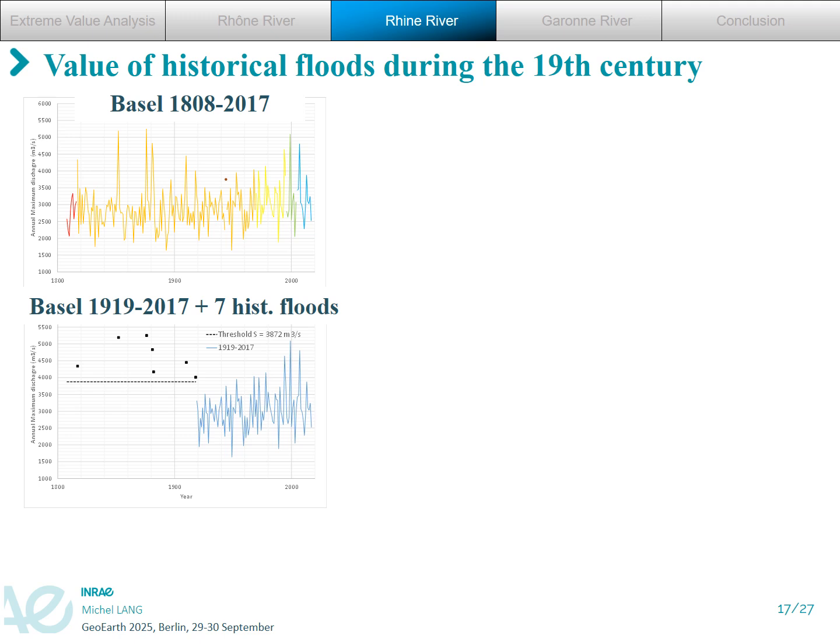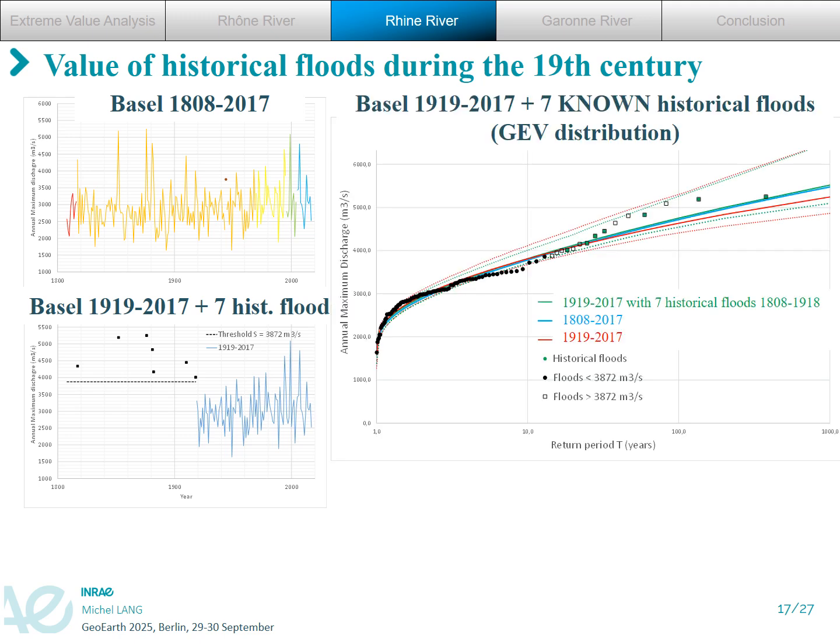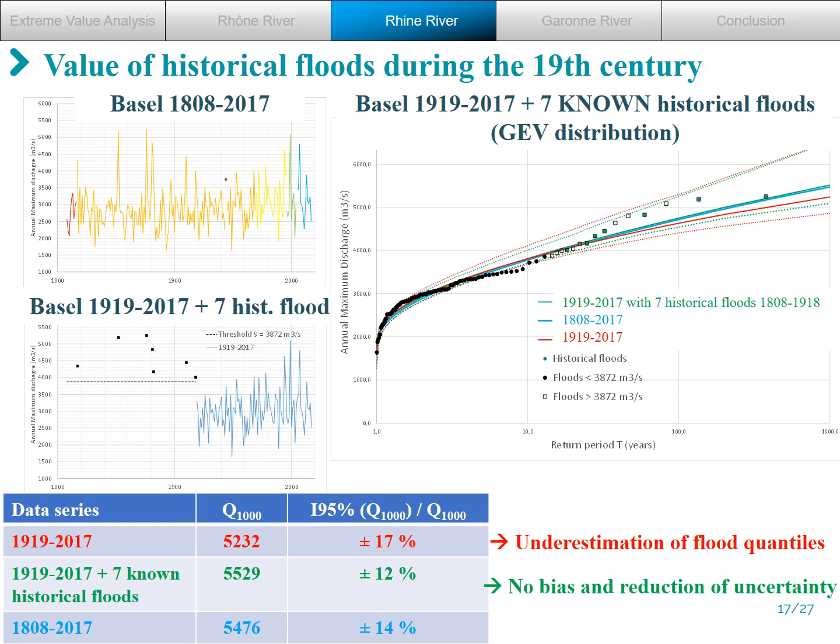Now we will use as a reference a 2-century series from 1808 to 2017. We will compare the flood distribution using only a series of 1 century since 1919, or adding 7 historical floods during the 19th century. We can see that using only 1 century gives an underestimation of flood quantiles, but adding 7 historical floods gives no bias and a reduction of uncertainty.